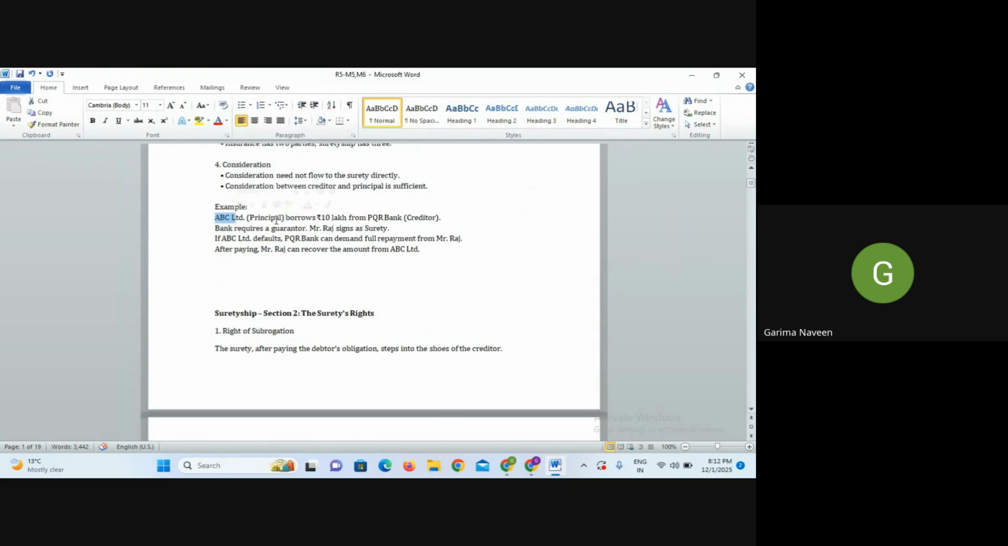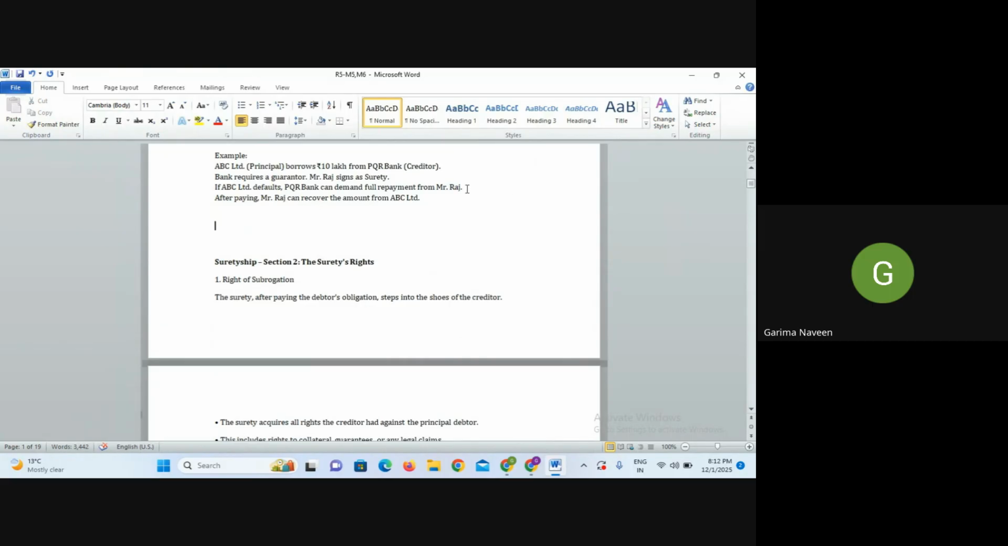So for example, ABC borrows 10 lakh from PQR bank. Here ABC is the principal party and PQR is the creditor. The bank requires a guarantor, meaning someone who can guarantee this debt on behalf of the principal. So Mr. Raj signs as surety here. If the principal party defaults, then the bank has the right to demand the full repayment from the surety, who is Mr. Raj here. If Mr. Raj pays this amount on behalf of ABC, then he can recover this amount from ABC.